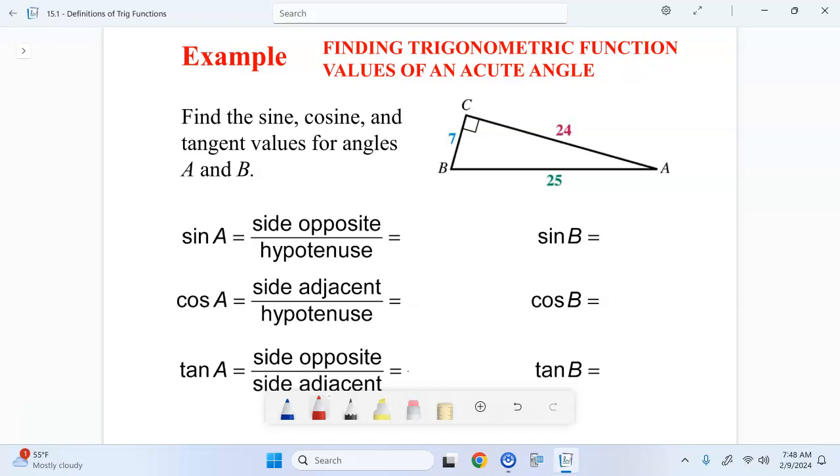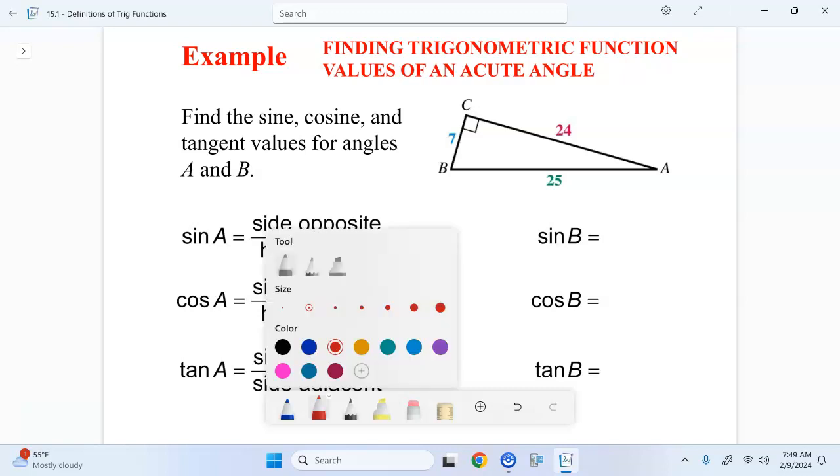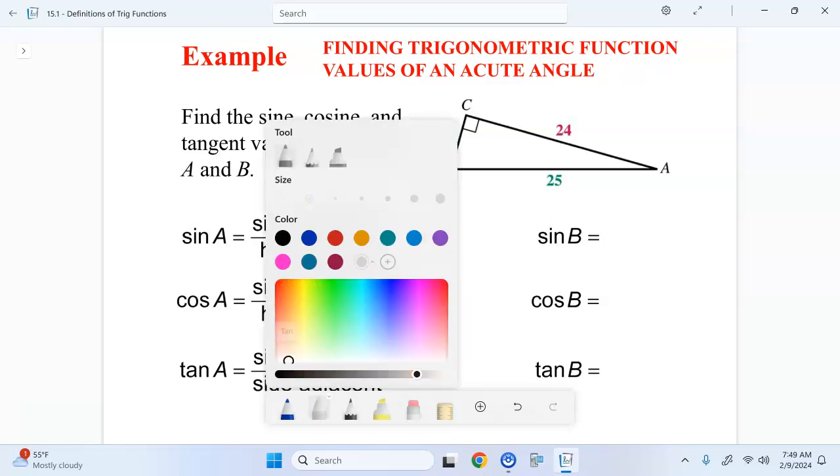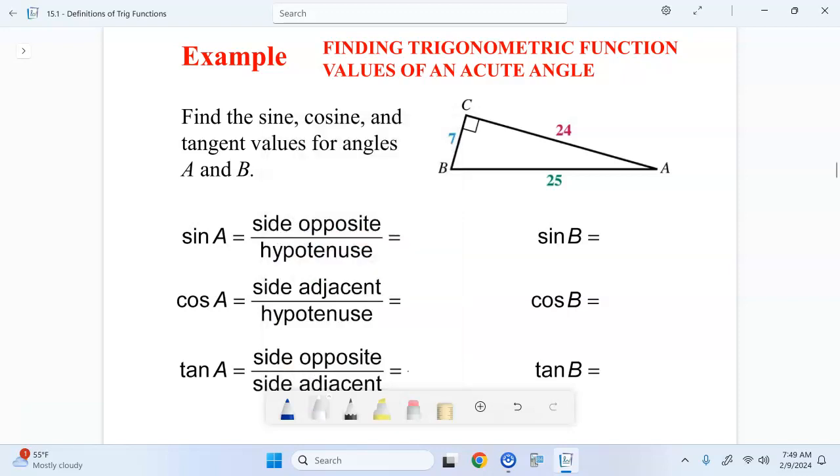What side is my hypotenuse? The longest side. Which one's the longest side? 25. Okay? If I didn't know the lengths of these sides, say I didn't know this one. How would I know still that 25 is indeed the longest side? It's at the right angle. Okay? So, we know it's opposite the right angle, so we know our hypotenuse has to be 25.